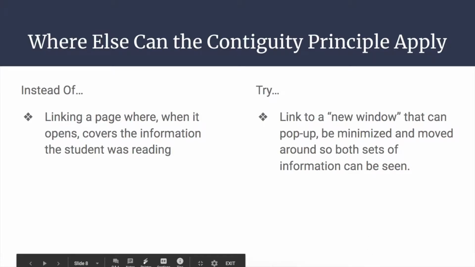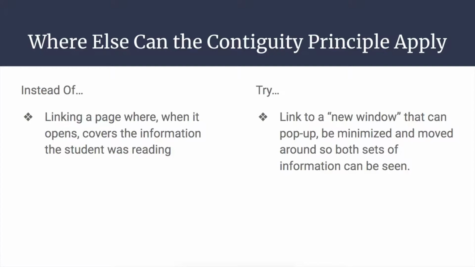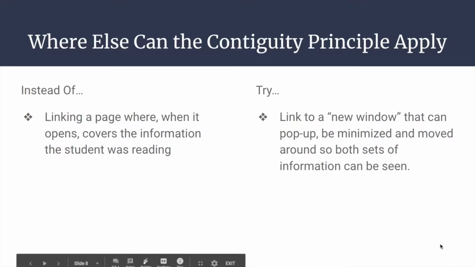And they also talked about linking a page where you open the page and it covers the information the student was reading. If you're going to link to an external website, what Clark and Mayer suggest is that you set the link to open in a new window that can pop up, be minimized and moved around so both sets of information can be seen. Whatever the link was, and then whatever text or graphic you have on the main screen of the page.